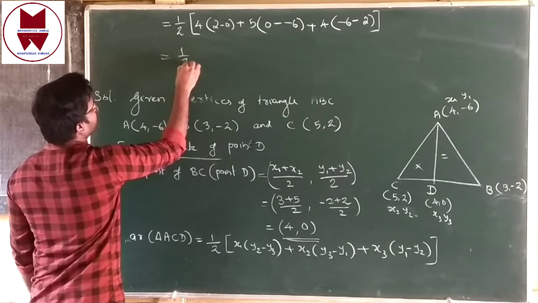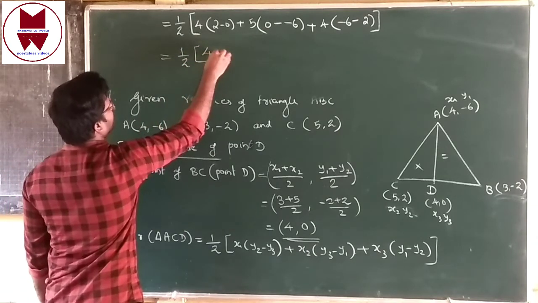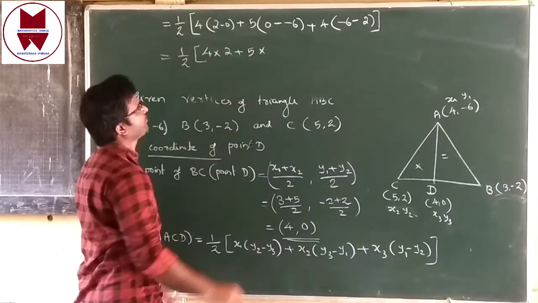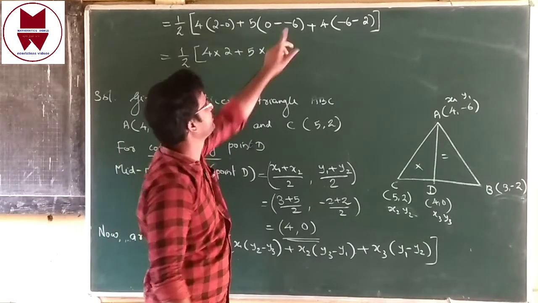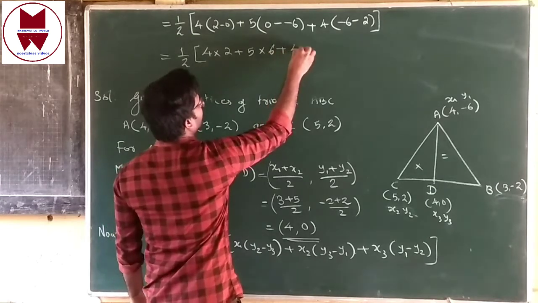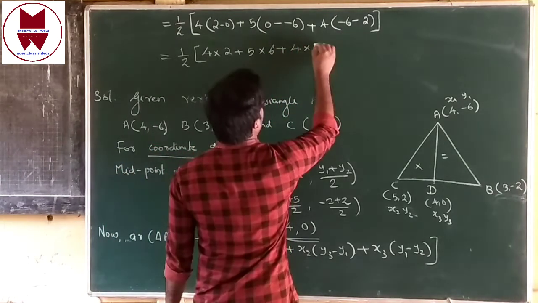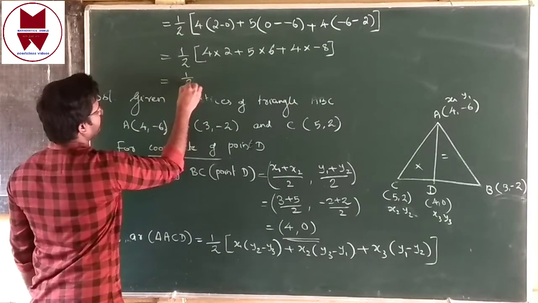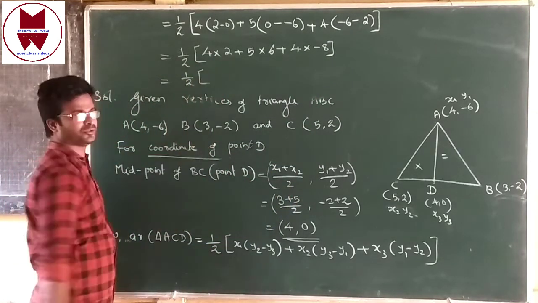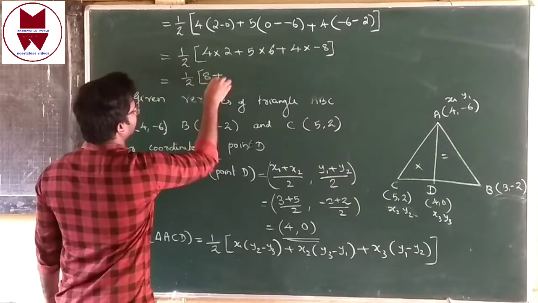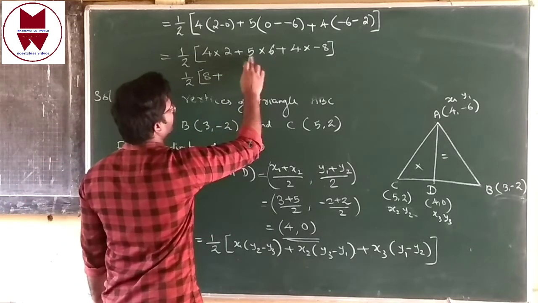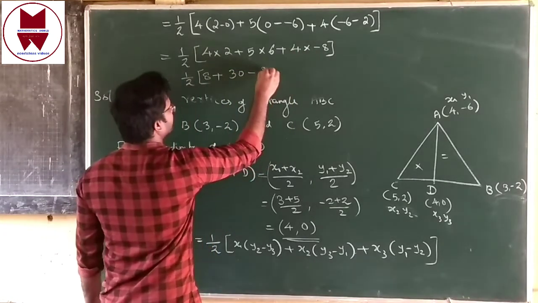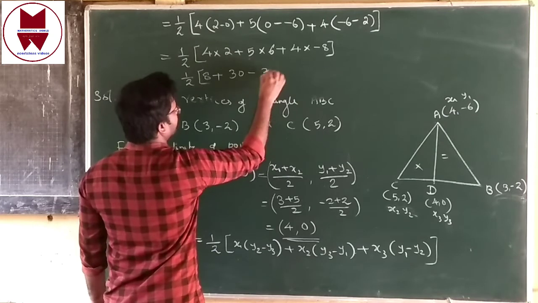Equal to 1 by 2 into 4 into 2 minus 0, 2 plus 5 into minus minus, that will be plus 6, 4 into minus 6 minus 2 minus 8. Equal to 1 by 2, 4 into 2, 8 plus 6 into 5 into 6, 30 minus 4 into 8, 32.